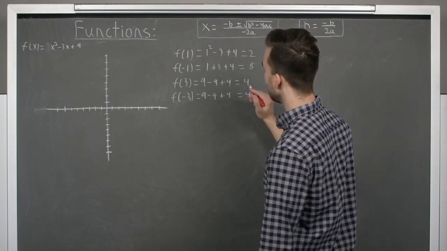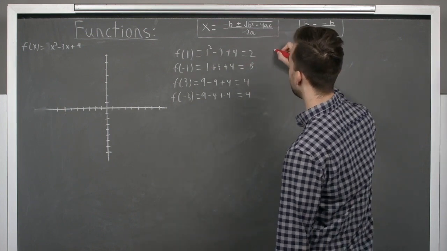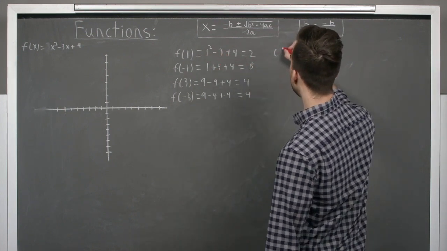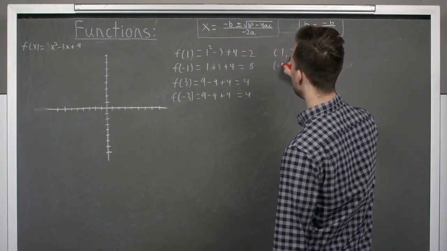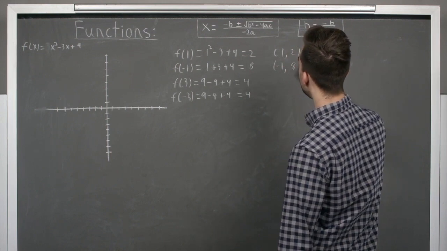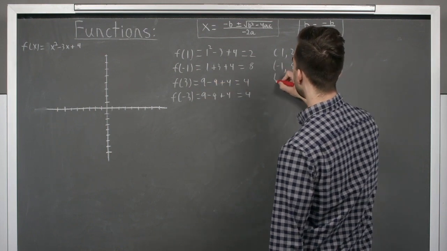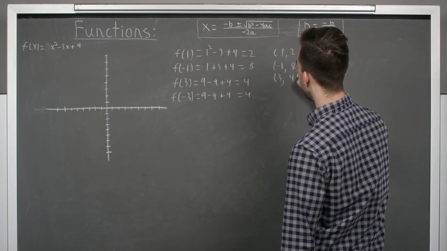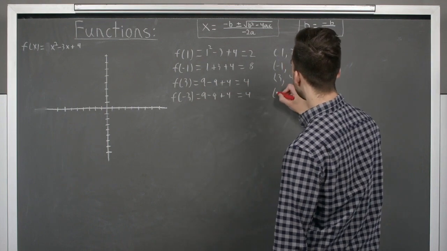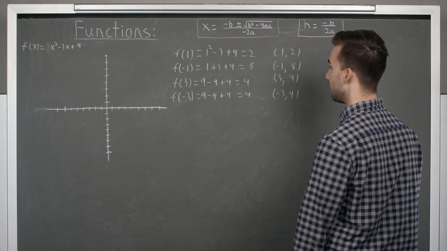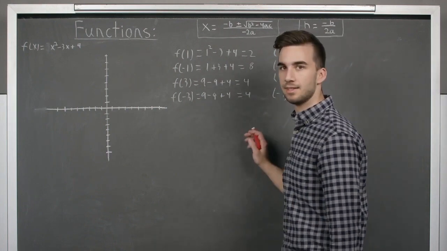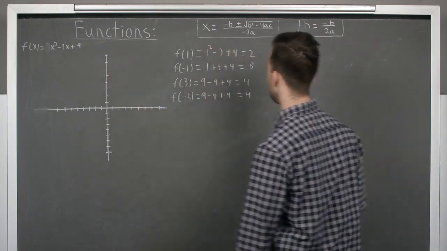So let's see if this is enough points to graph here. So we have 1, 2, and then we have negative 1, 8, and then 3, 4, and then negative 3, 4. Let's just graph these points and see if we can figure out the behavior of the function.